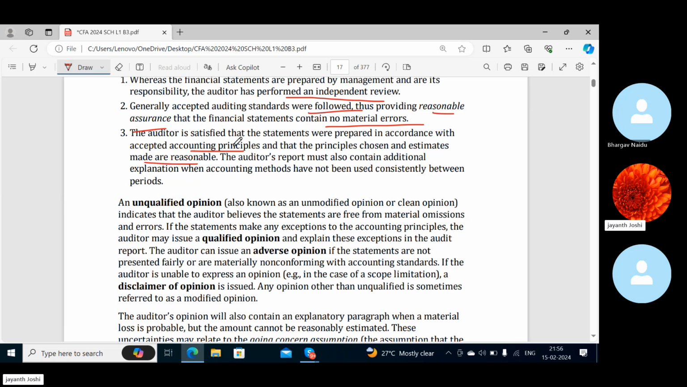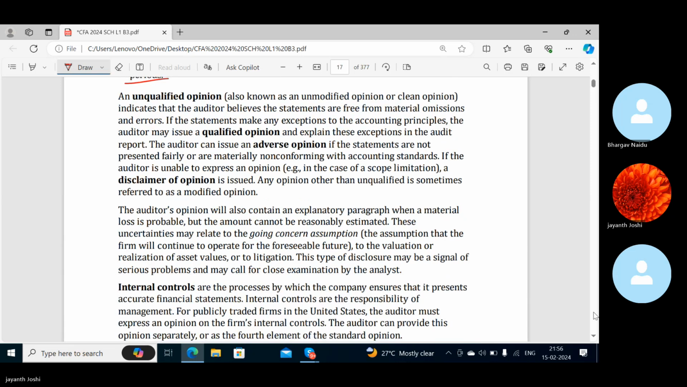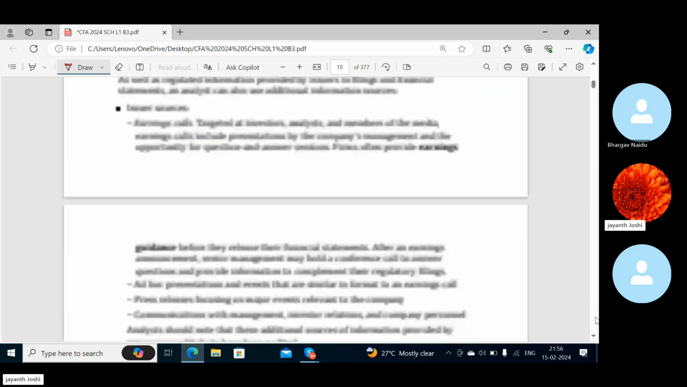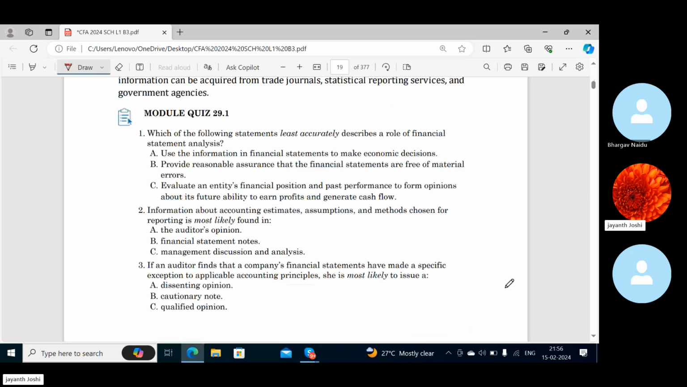The auditor's report must also contain additional explanation when accounting methods have not been applied consistently between periods. That means wherever they have an element of doubt, they can investigate. It's a big chapter, my God.